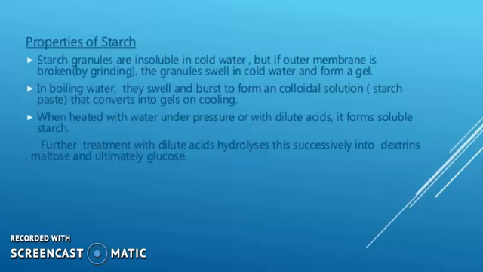The properties of starch. Starch granules are insoluble in cold water, but if the outer membrane is broken by grinding, the granules swell in cold water and form a gel. In boiling water, they swell and burst to form a colloidal solution, a starch paste, that converts into a gel on cooling. When heated with water under pressure or with dilute acid, it forms soluble starch. Further treatment with dilute acid hydrolyzes this successively into dextrin, maltose and ultimately glucose.